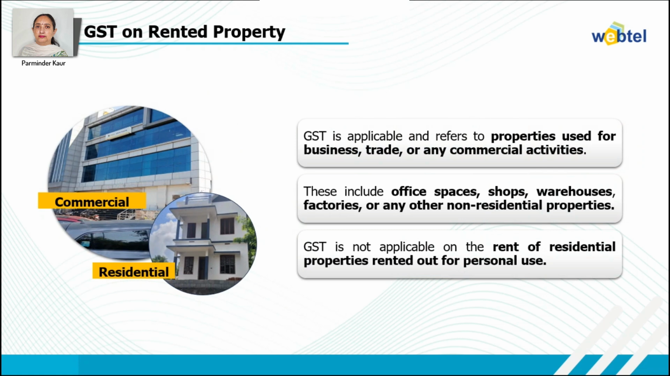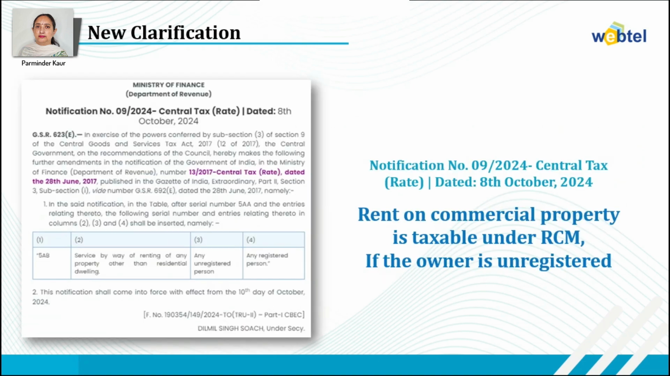Now, in the case of the residential property, the renting of residential properties for personal use is generally exempted from the GST. The new notification number, that is 924 Central Tax, which was dated 8th October 2024, is now applicable. According to this notification, service by renting of any property other than residential dwelling, to any unregistered person or any registered person. So rent on commercial property is now taxable under the RCM, that is reverse charges mechanism, if the owner is unregistered.